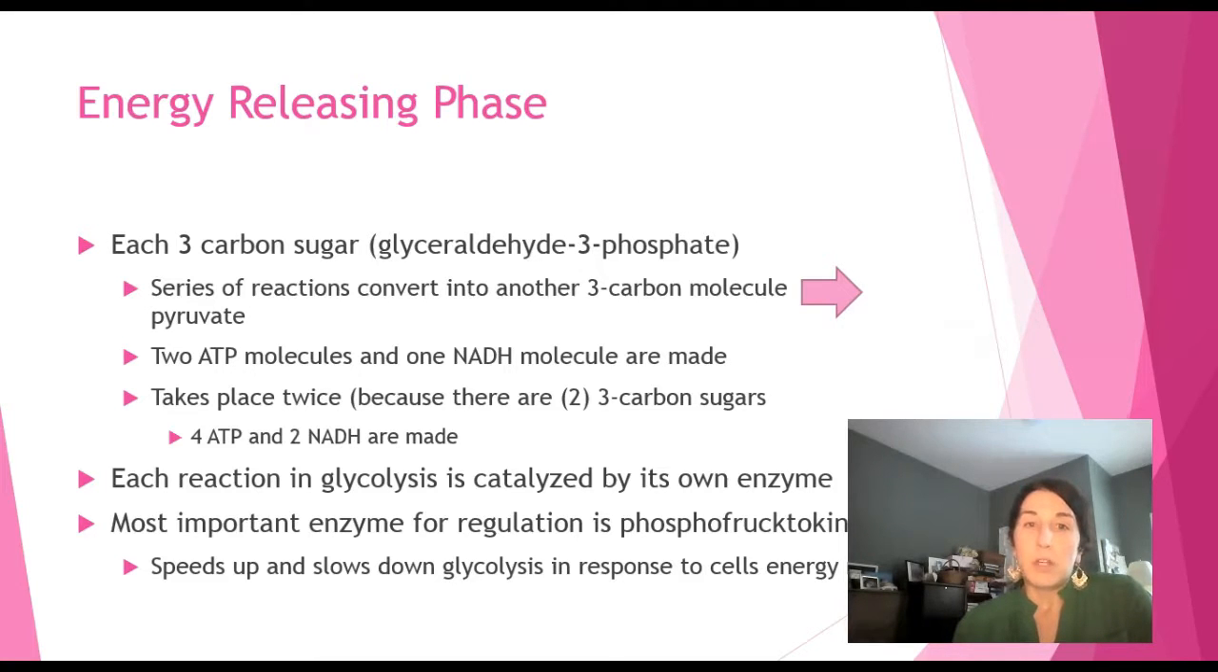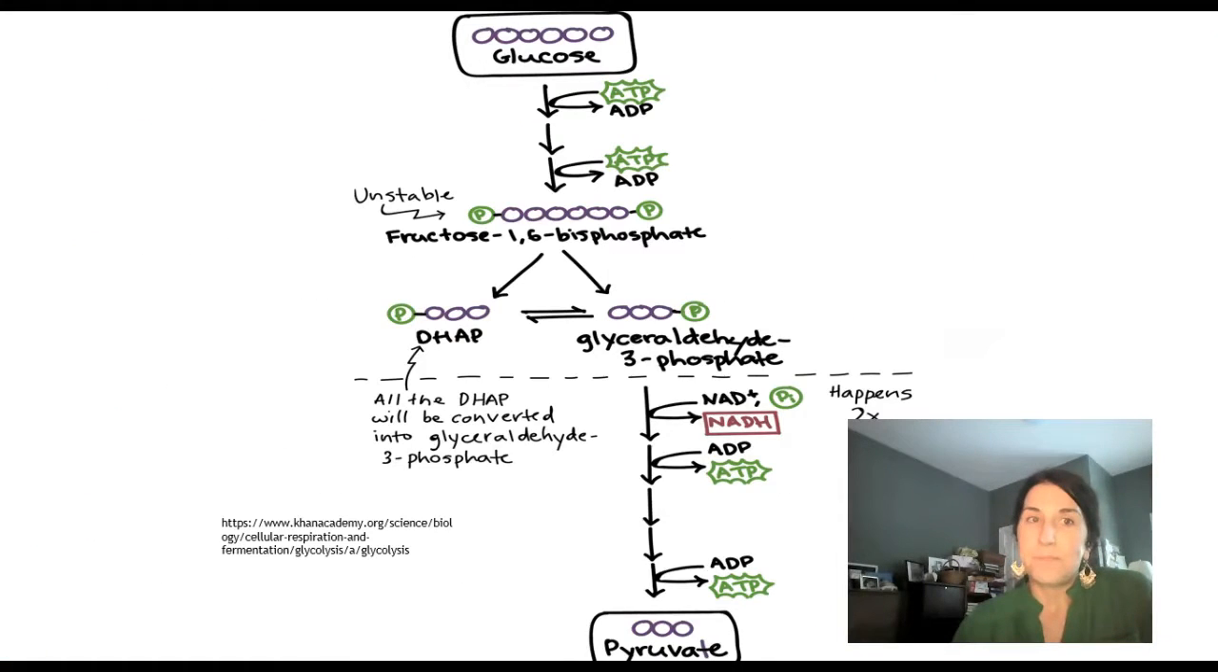Again, 2 ATP molecules and 1 NADH molecule are made, and this occurs twice because there's 2 3-carbon sugars. So if you do the math, I can actually do this one without my calculator, you get 4 ATP and 2 NADH. Each reaction, of course, in glycolysis requires its own enzyme. So the most important enzyme in glycolysis for regulation is phosphofructokinase. And that will either speed up or slow down the glycolysis process, depending on what that cell needs for energy.